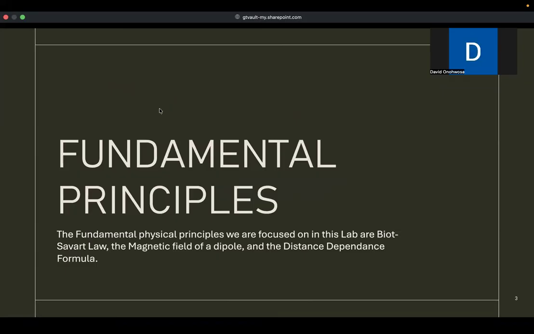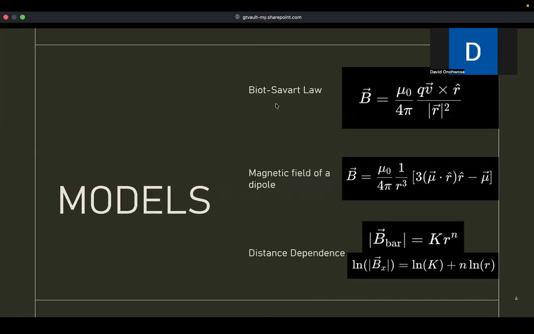The fundamental principles for this lab were the Biot-Savart law, the magnetic field of a dipole, and the distance dependence formula. And here are the formulas for those. And then this is the linearization of the distance dependence formula so we can graph it.